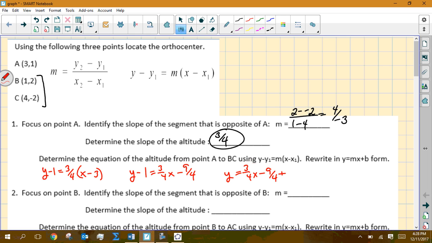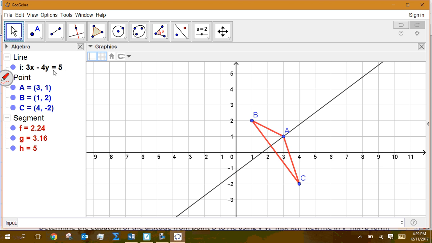Add 1 to both sides. I'm just going to rewrite that 1 as 4/4. When I combine those terms, I'm going to get y equals 3/4 x minus 5/4. And if we look back to what that equation was, in y equals mx plus b form, 3/4 x is 0.75, 5/4 is 1.25. So that's the equation of that black line.